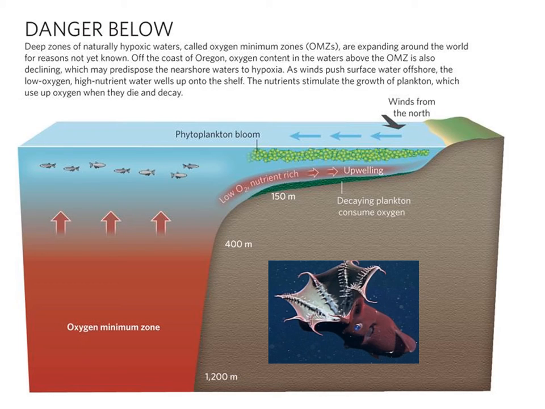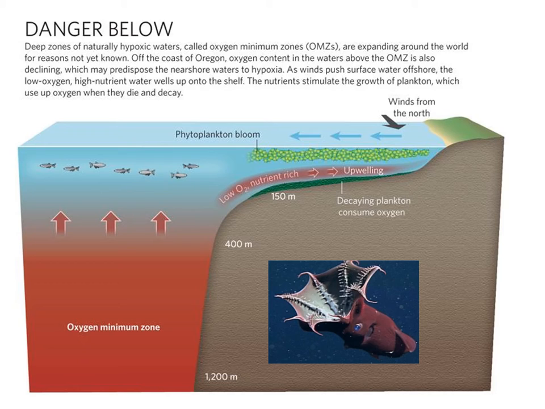So this is a slice cartoon for the ocean of that process happening. We have water that's not only got low oxygen, but because all of this organic matter has rained down into it, it's also quite high in nutrients. When that gets up to the surface, we can have a bloom of phytoplankton that kicks off lots and lots of life. But that causes organic matter to rain back down and further deplete the oxygen in the deep water.